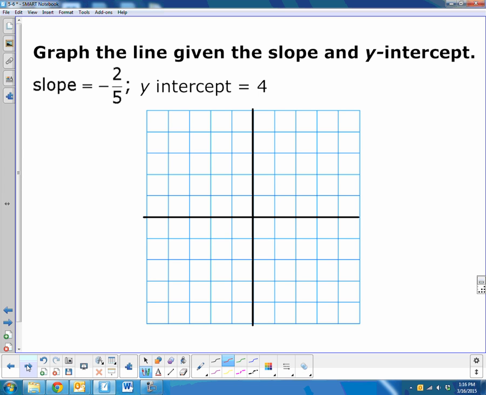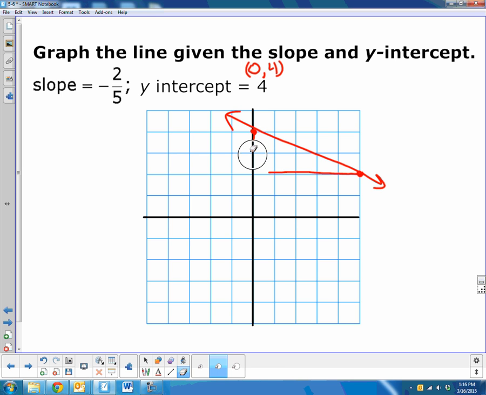If the y-intercept is 4, that's like having the point (0, 4). That's the y-intercept. So (0, 4), there's the y-intercept. And if the slope is negative 2/5, we just use our rise over run. A slope of negative 2, so we go down 2. A run of 5, we go over 5, negative 2/5. Done. So if we have the y-intercept and the slope, we can graph that line very quickly, very easily, by plotting the y-intercept and using the slope to find the next one.